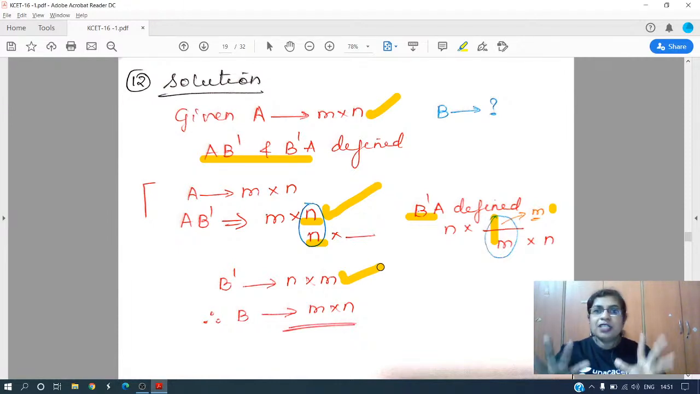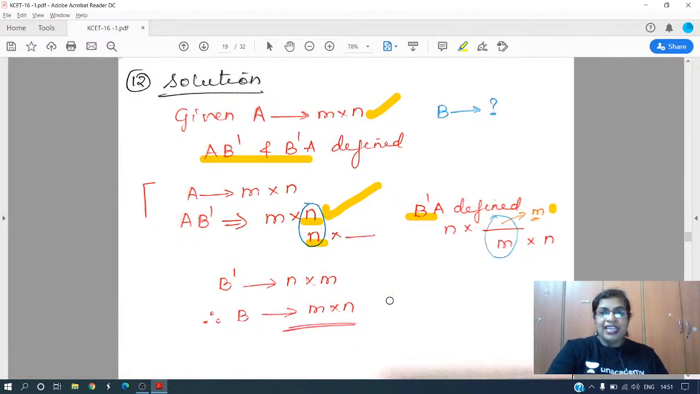Sometimes students in a hurry, they're excited, I got B dash's order, and they mark N cross M as the answer. Wrong option. What is B dash and B now? They are transpose of each other. That means rows and columns are interchanged. So therefore, if B dash's order is N cross M, what you think is the order of B? Isn't it M cross N? Yes, it is M cross N.